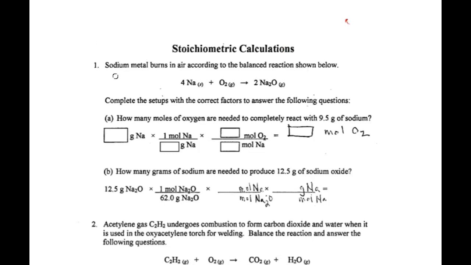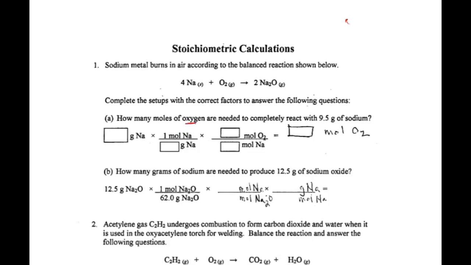Stoichiometric calculations. We have our first problem here: sodium metal burns in air according to the balanced reaction shown below. We have 4 Na plus O2 gas makes 2 Na2O. Now the question is how many moles of oxygen?